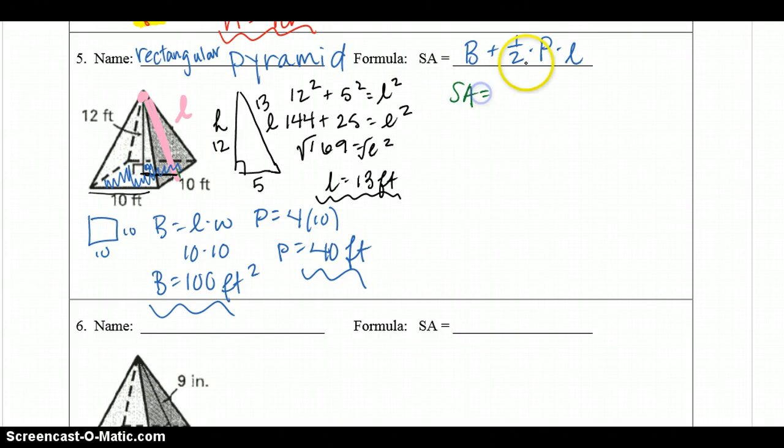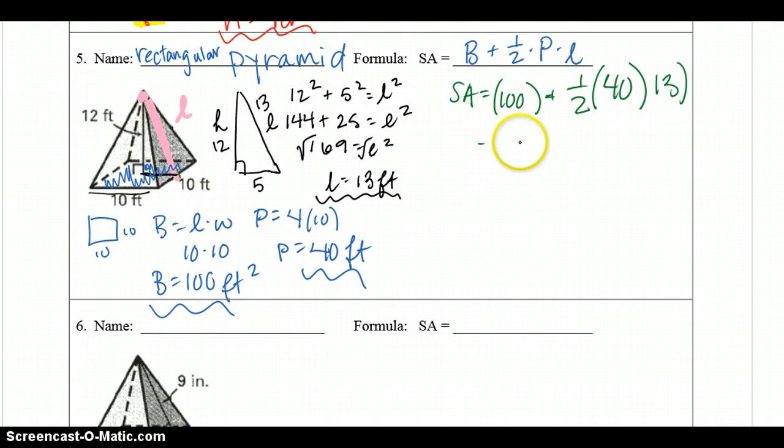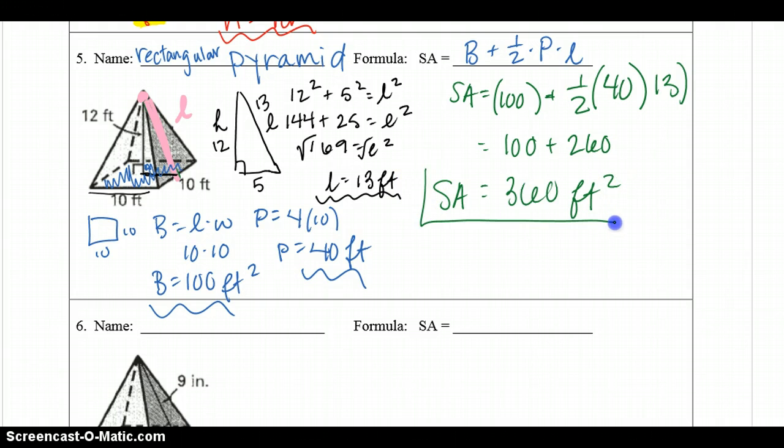So I have SA, surface area, equals, for B I'm going to plug in 100, plus 1/2 times our perimeter, which is 40, times our slant height L, which we said was 13. So I want to multiply and then add. So I get 100 plus 1/2 times 40 times 13, which is 260. So if I add these together, my final surface area is 360 feet squared.